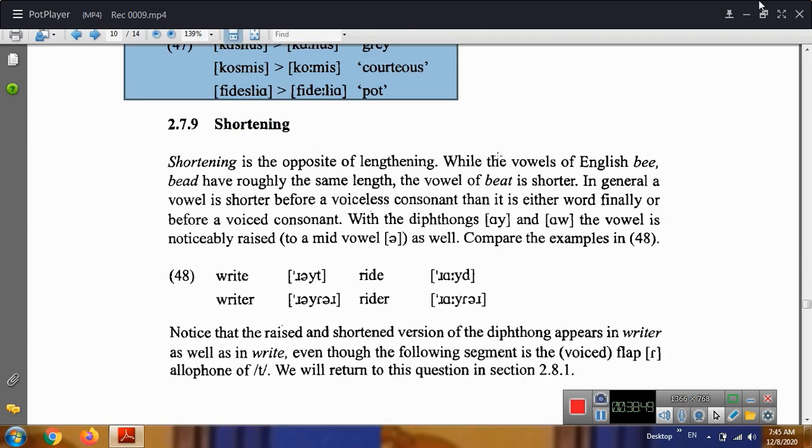Shortening, which is the opposite of lengthening: while the vowels of English bee and beat have roughly the same length, the vowel of beat is shorter.